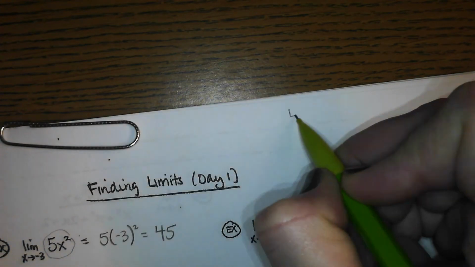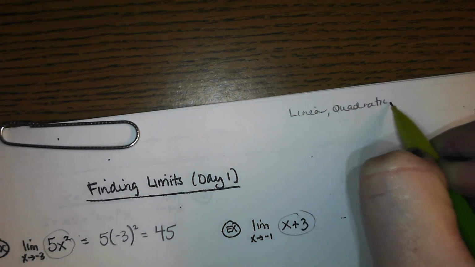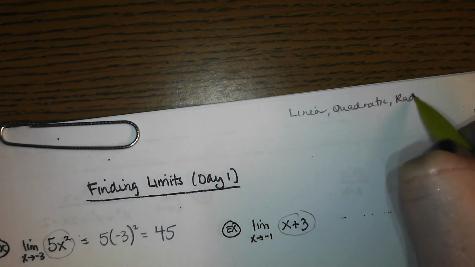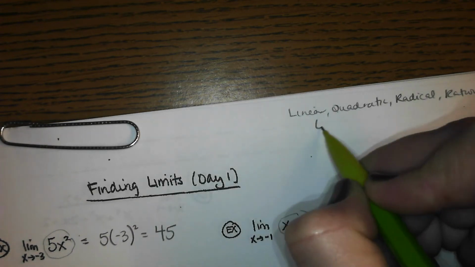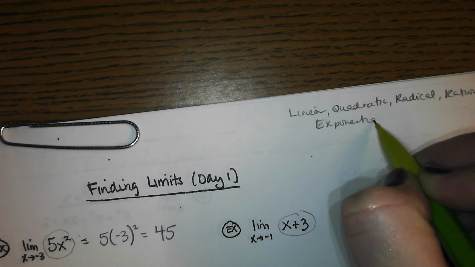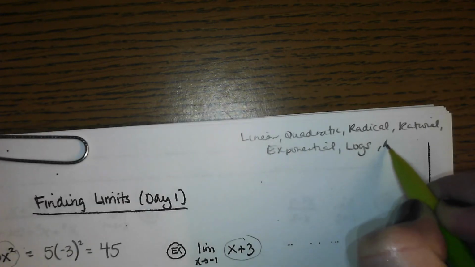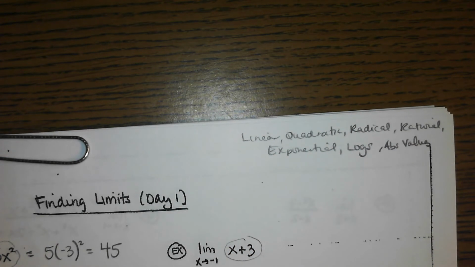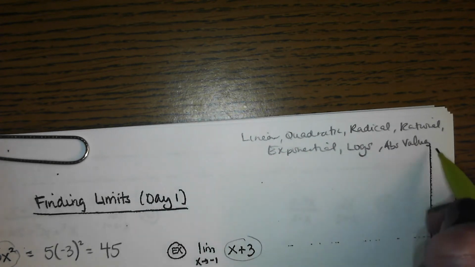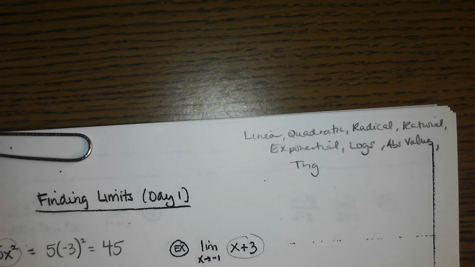Let's go back to Algebra 2 for a minute. We have linear. We have quadratic. We have radical. We have rational. We have exponential. We have logs. We have absolute value functions. Any other types? We have trig functions. Sine, curves, cosines, tangents. Step functions.